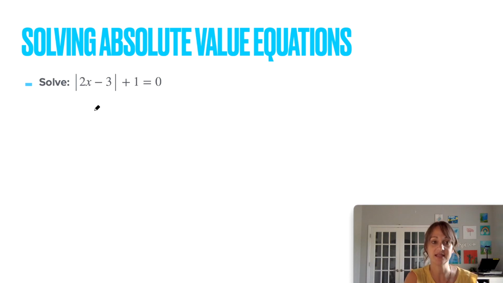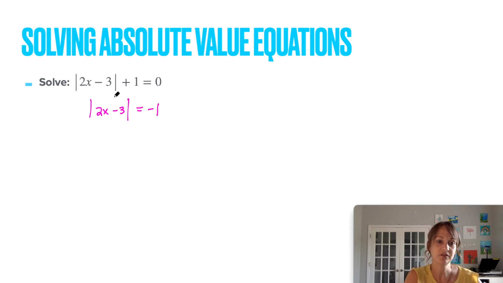Okay, in this case, again, we need to solve for the absolute value. We need to isolate it. So I'm going to subtract 1 on both sides. When I do that, I will get the absolute value equals -1. And I'm actually going to stop here.